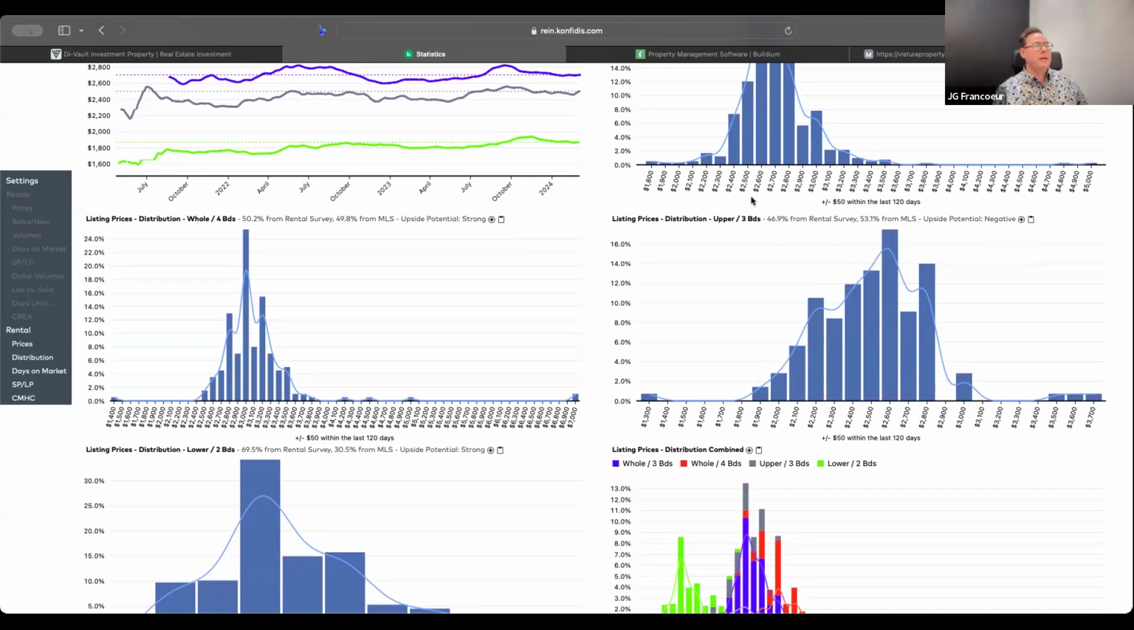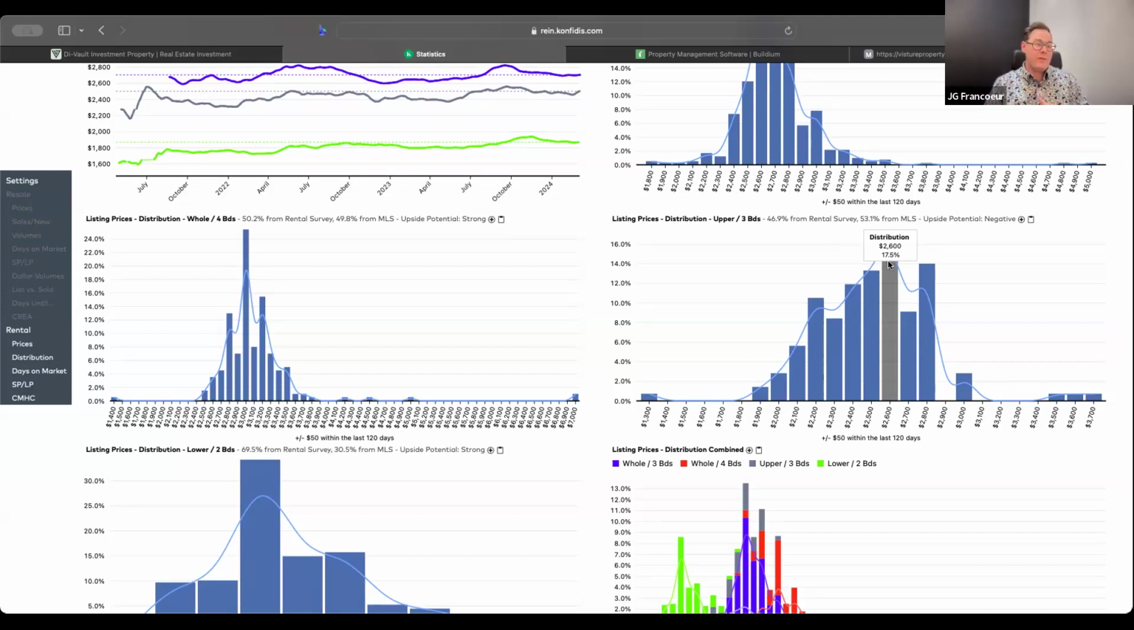Now check this out. This is interesting. An upper 3-bedroom. See how this curve is a little different? I want you to focus on this curve. Notice the peak of the curve is more to the right. It's not over here. It's not in the middle. It's more to the right of this graph. So what that means is there's more premium rentals that are possible over there.